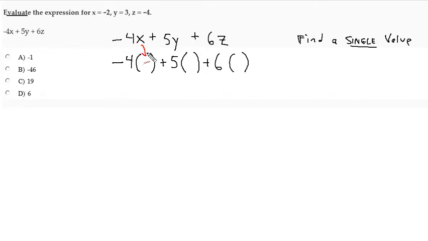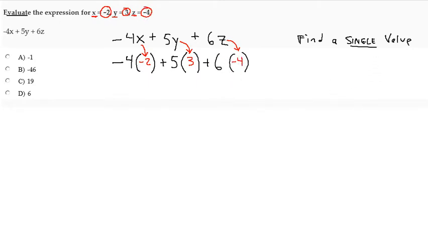Okay, for x, they're asking us to use a -2. Wherever we see x, we're going to replace x with a -2. Wherever we see y, we're going to replace it with +3. Wherever we see z in the expression, we're going to replace it with a -4.